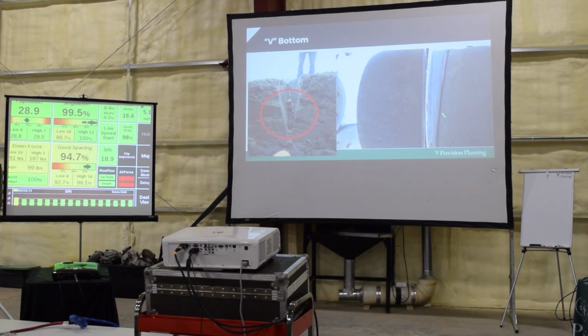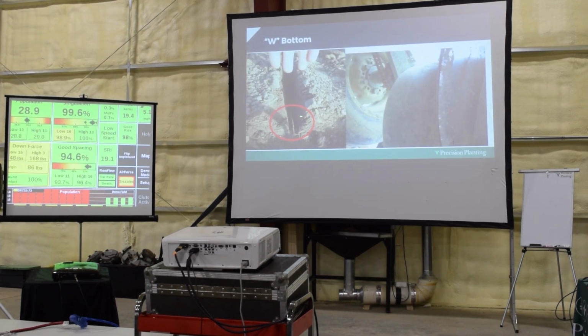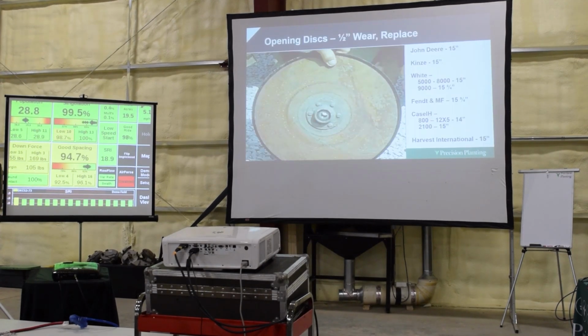We want to be able to create a proper V-trench at the bottom. We don't want to have a W. You say, wait a second, Jason, why are we talking through all this for downforce? Because you can have your downforce correct, and if we don't do these things right, it's still going to give us a bad stand. Okay? Our opening is set right. Once you get a 1/2 inch of wear on them, it's time to replace them.